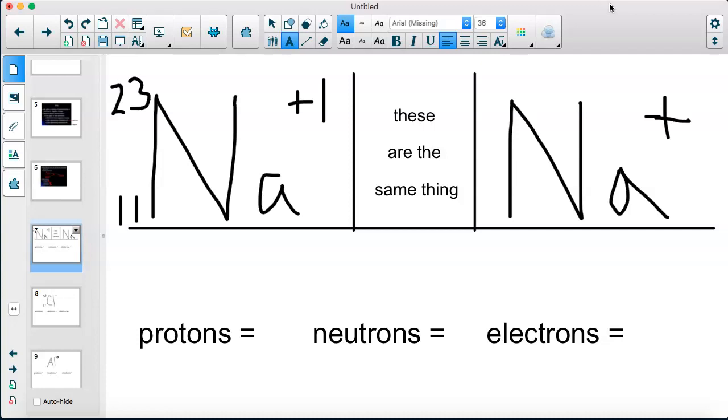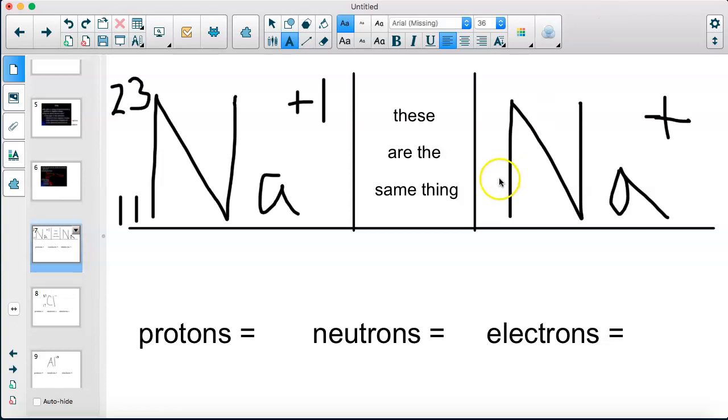And if it has a multiple charge, like a +2 charge, it will always say +2. It'll never just be plus. It will either be plus or plus followed by a number. And if it's just a plus, it means 1. Okay, so how many protons, neutrons, and electrons does this sodium atom have?